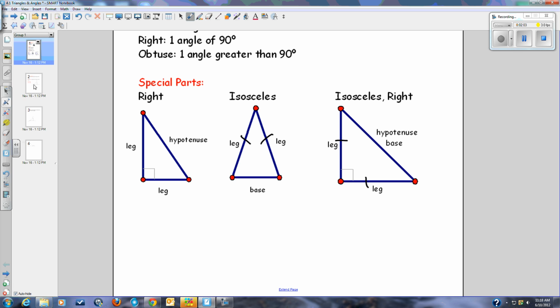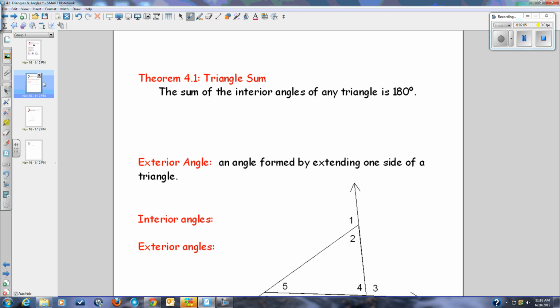Let's move on to the next page. This is the triangle sum theorem, which says that the sum of the interior angles of any triangle is 180 degrees. So if you were to add up the angles inside a triangle, you would get 180 degrees.